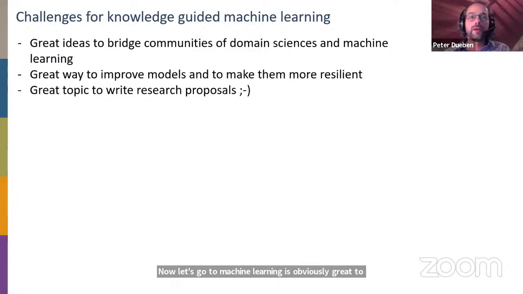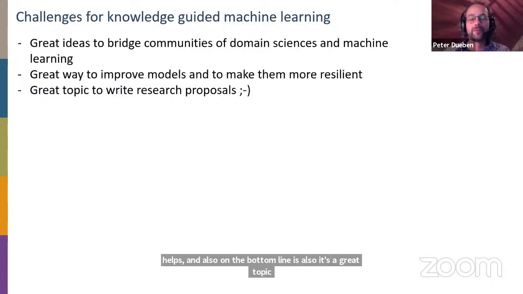It's also a great way to improve models and to make them more resilient against changes. For example, Pierre has given really great examples where knowledge-guided machine learning helps. And on the bottom line, it's also a great topic for writing research proposals at the moment.